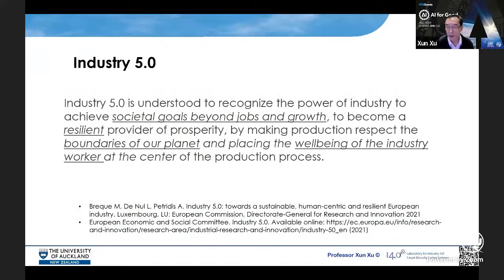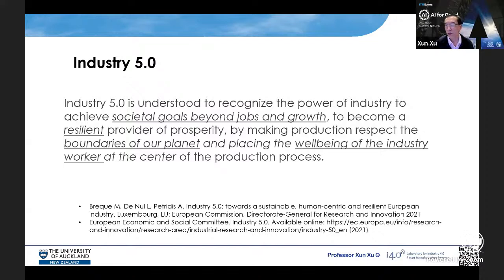Okay, right. So we've talked enough about Industry 4. Industry 5, what is Industry 5? There are, again, as many definitions for Industry 5 as for Industry 4. This definition is actually from the European Commission and Social Committee. They had a white paper on Industry 5. Industry 5 is understood to recognize the power of industry to achieve societal goals beyond jobs and growth. So societal goals are the key words here. To become a resilient provider of prosperity by making production respect the boundaries of our planet and placing the well-being of industry workers at the center of the production process.